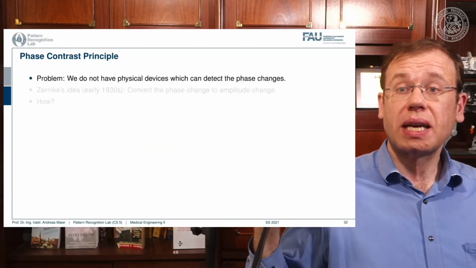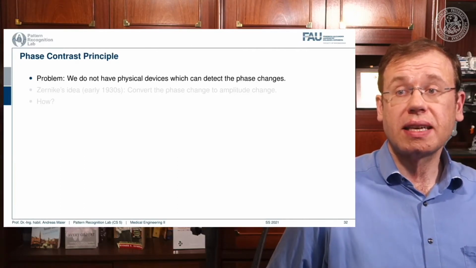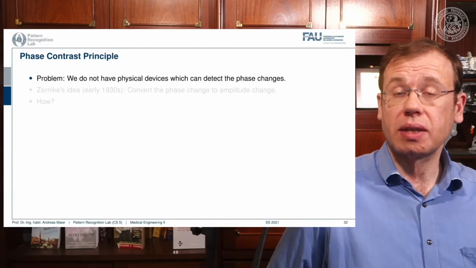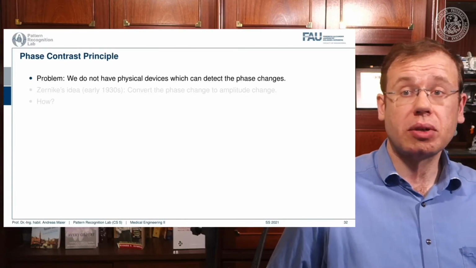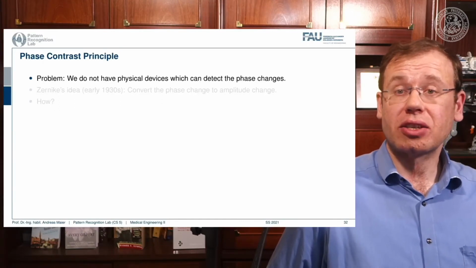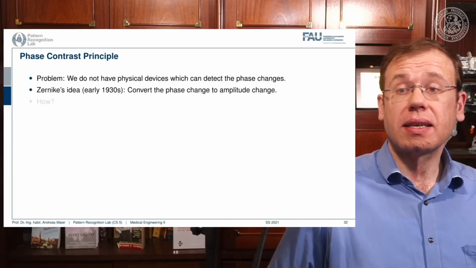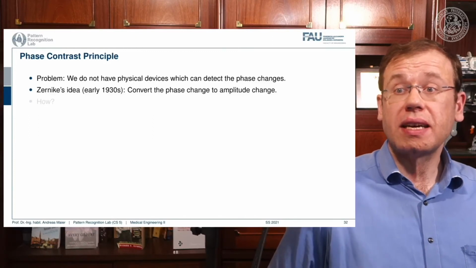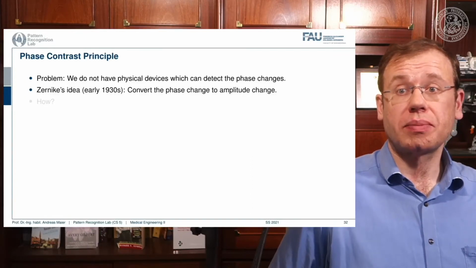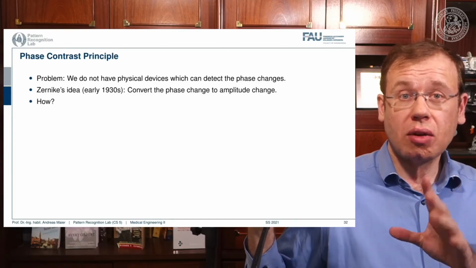Now this effect can be used for imaging, but the problem is that the physical devices that we are using for measurement use the amplitude. So they essentially compute the energy of the incident light, and this is the amplitude squared. So we are not able to detect that with a classical detection system. And there was this brilliant idea by Zernike, and Zernike in the early 1930s used a filter to convert the phase change into an amplitude change. This is a very interesting idea, and now we will have a short look into the idea what this filter does.